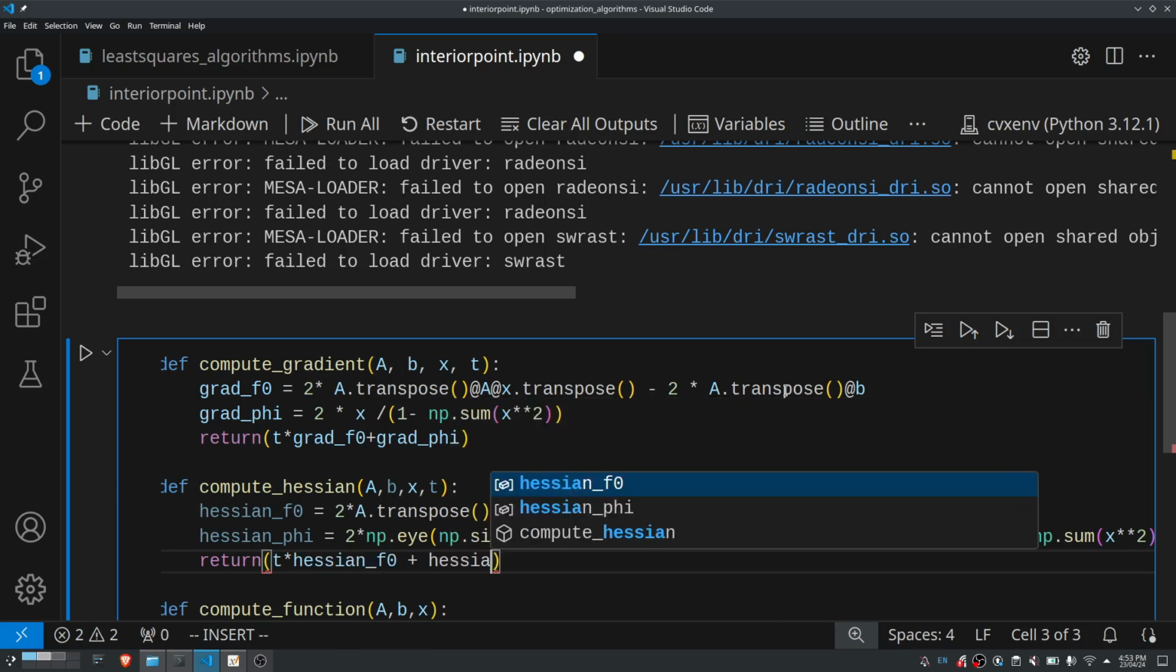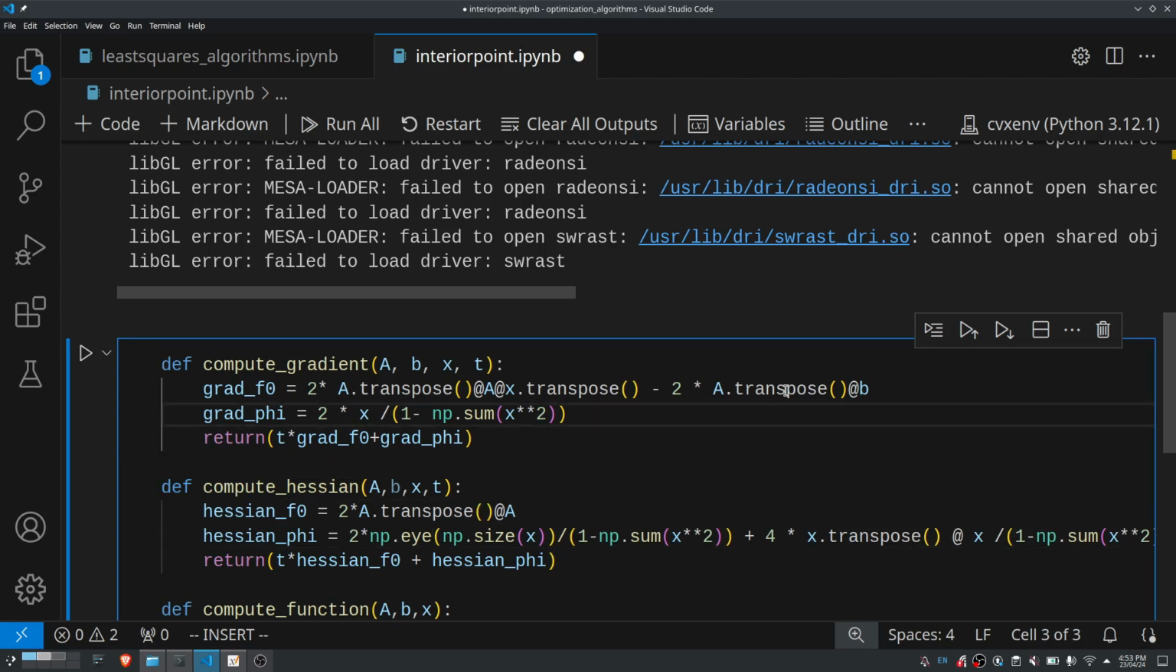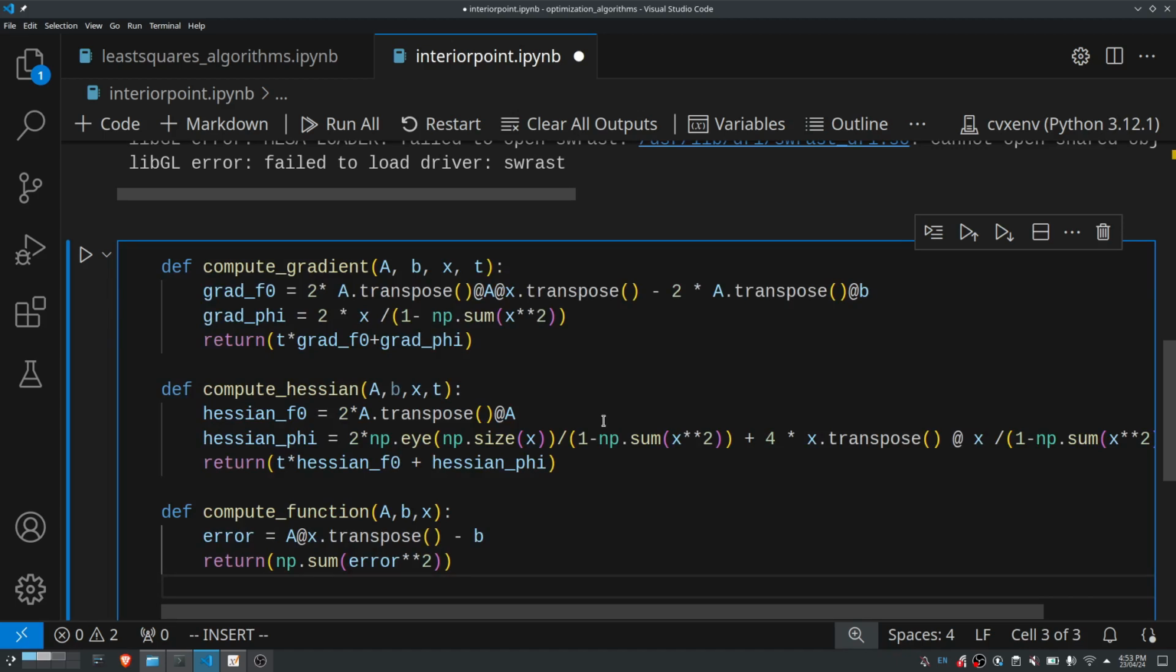f0 plus Hessian of phi. Yes, that's okay. Python is going to take care of the row versus column. Yes, x is a row vector in this case. In case there's an error, we'll worry about it.